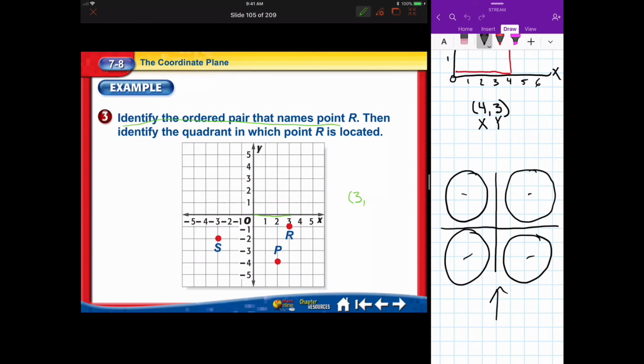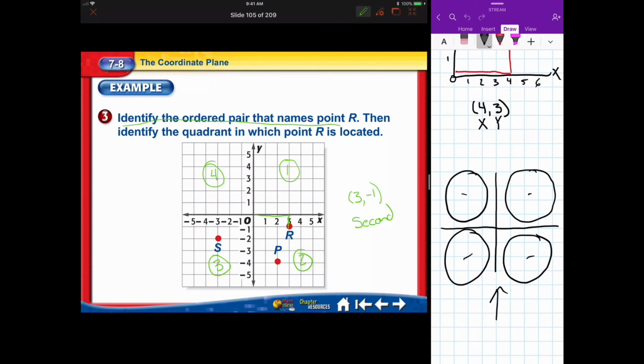Put in my comma. I'm now going to go on the Y, and it goes down 1, so that's going to be a negative 1. So my answer to the first part of this question is going to be (3, -1). Okay? So now I need to figure out its quadrant. So I look here and I know that this is the first one, number 2, the third, and the fourth. Notice I do this for each one. It's just so I get in the habit of doing it. Okay, so I see that R is in the second quadrant.